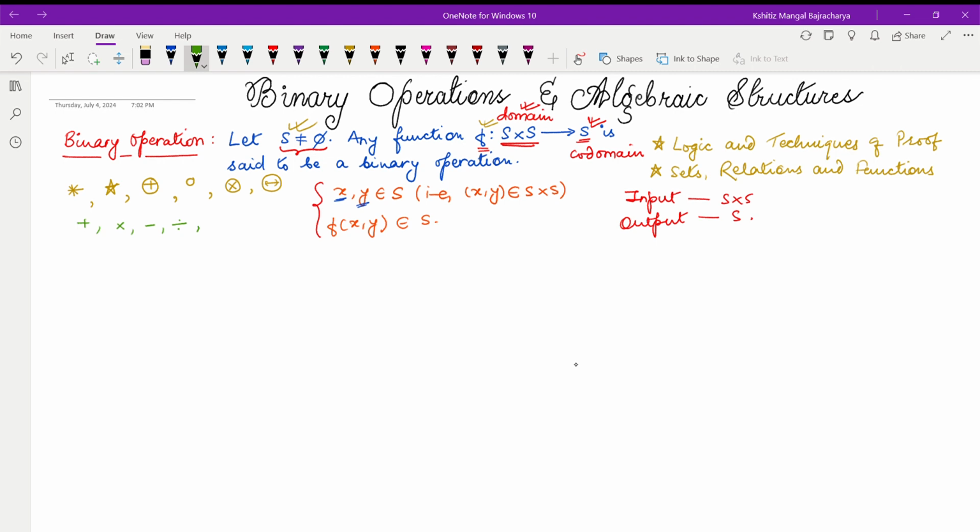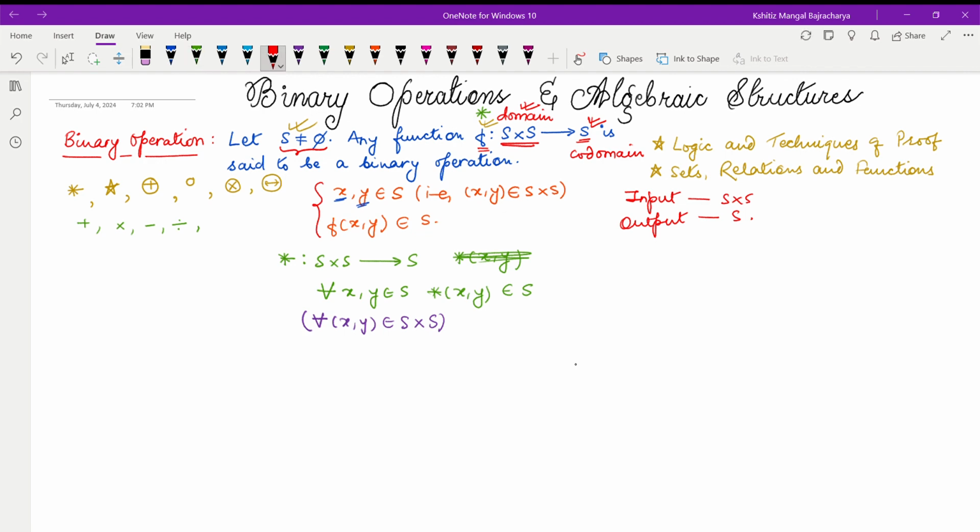So if we replace the symbol f with the symbol star, then star is a function from S cross S to S, which means for every (x, y) belonging to S cross S, we are going to have star of (x, y) belonging to S.